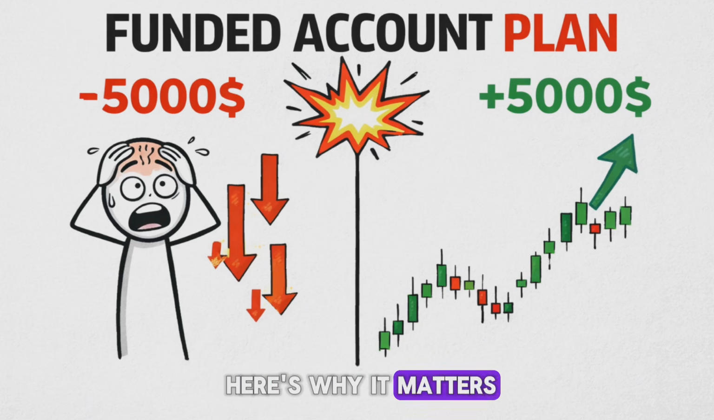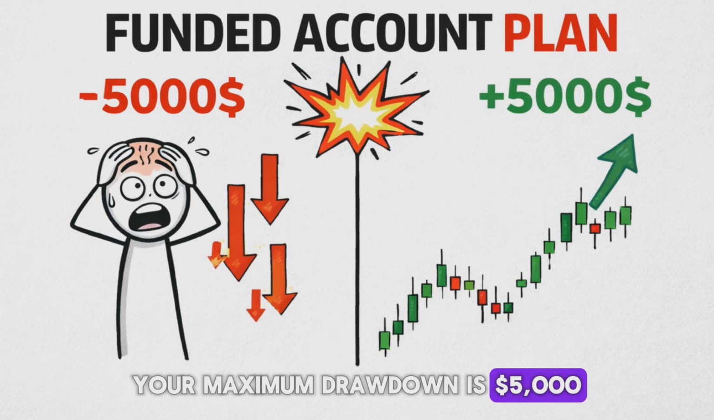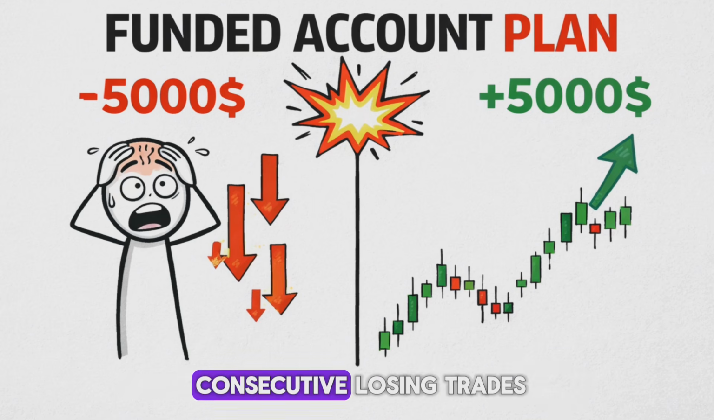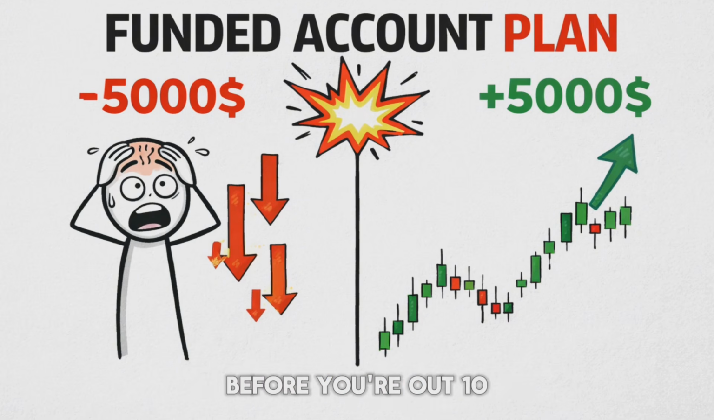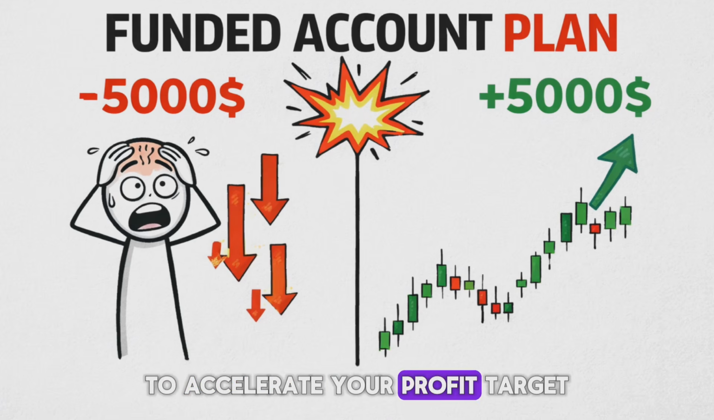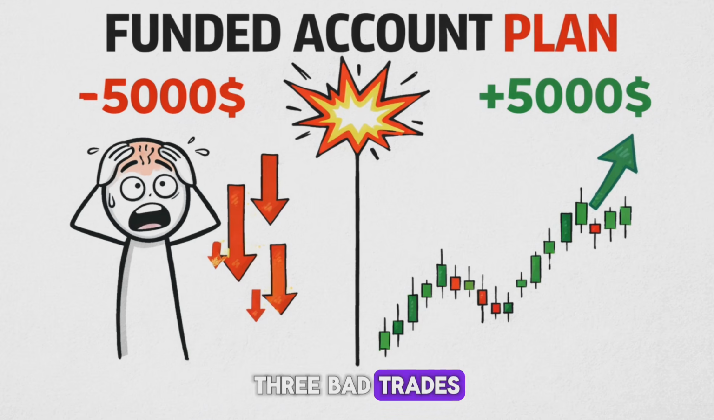Here's why it matters. Your maximum drawdown is $5,000. That means if you risk 1% per trade, you can have 10 consecutive losing trades before you're out. 10. And if your model is sound, you will not lose 10 in a row. But if you're risking 3 or 4% a trade, trying to accelerate your profit target, 3 bad trades and you're already at 30 to 40% of your total drawdown.